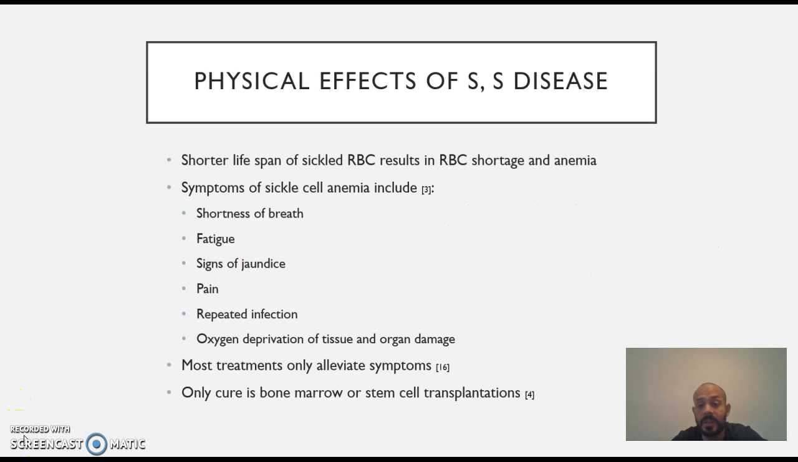The physical effects of sickle cell disease. Because anatomy and physiology are interrelated, the symptoms of sickle cell anemia are caused by a change in the shape of the red blood cell into a sickled or crescent shape. These distorted sickled red blood cells prematurely breaking down results in a constant shortage of O2 in the blood and causes anemia. This also may cause shortness of breath, fatigue, signs of jaundice, and much more.